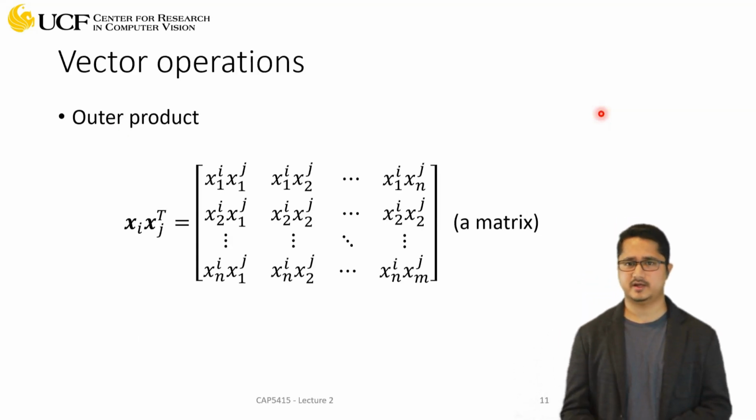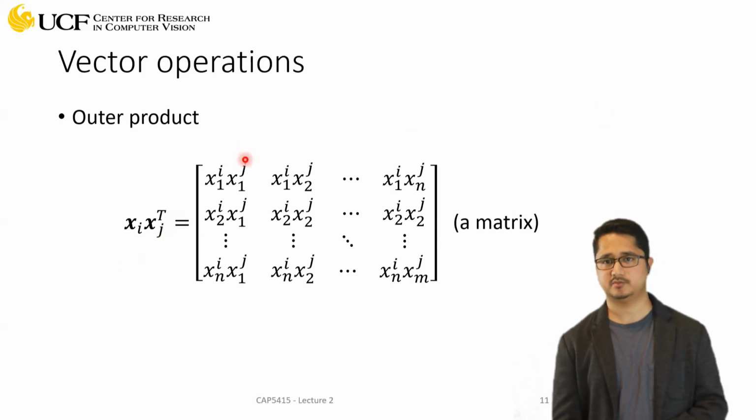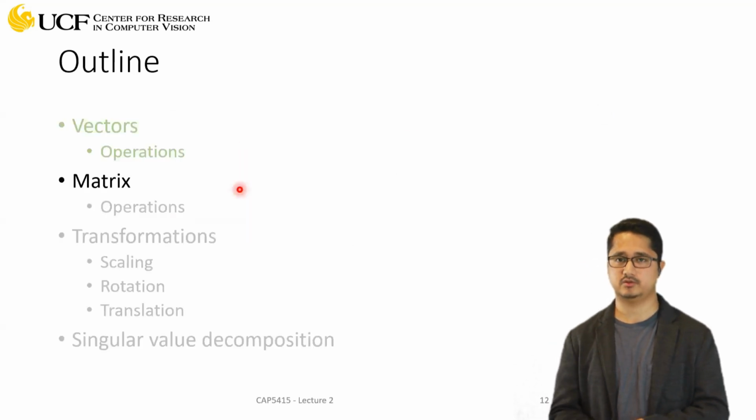All right, so yeah, I think that's fine. Outer product, you can just do element-wise multiplication and put those as elements. So we don't have to go into detail of that.